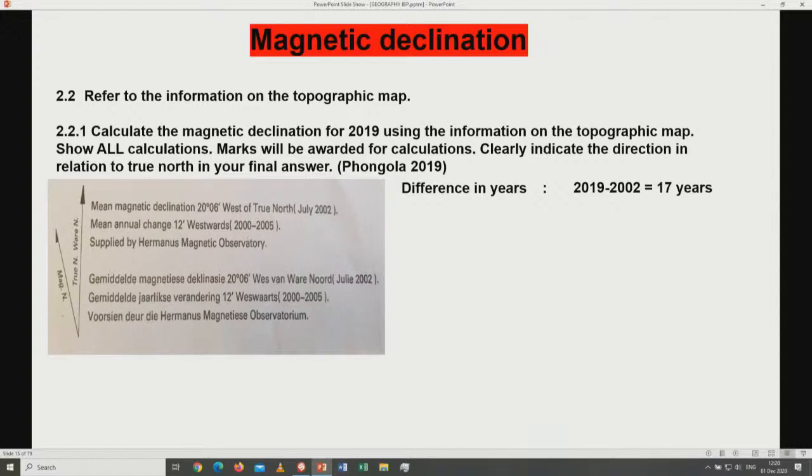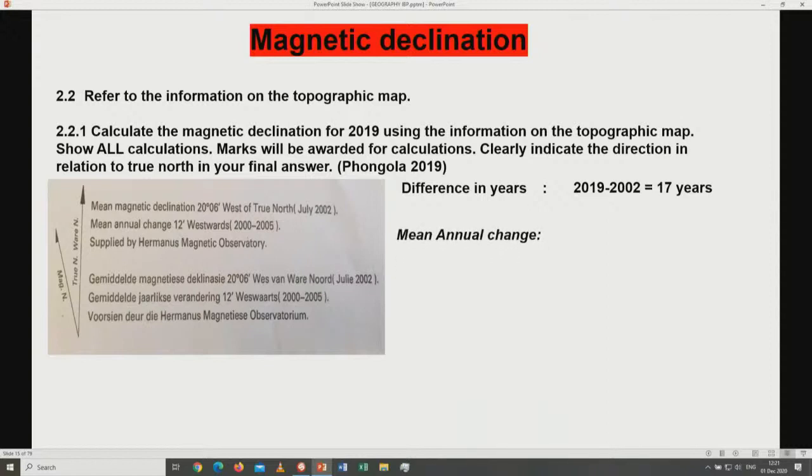And now you must remember, when they say calculate the magnetic declination for the present year, it means that you are going to use which year? 2020, because it's the present year. But in this case right now, we are calculating it based on this map of last year, which is the Pongola 2019. That is why we say 2019 minus 2002 and we get 17 years.